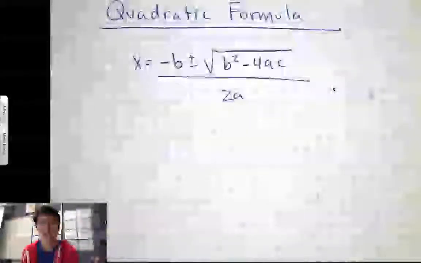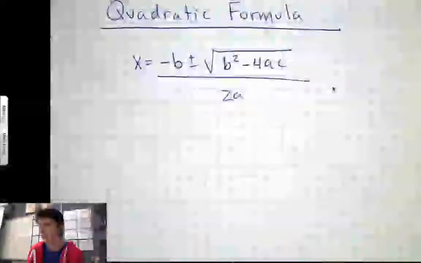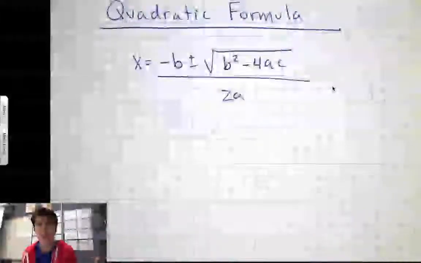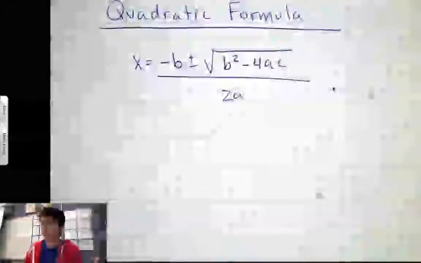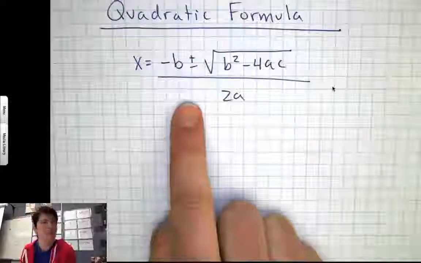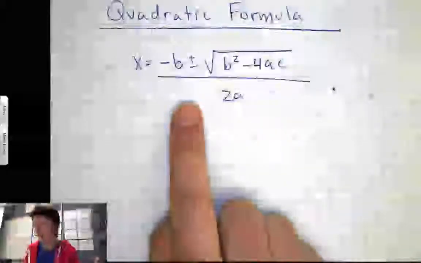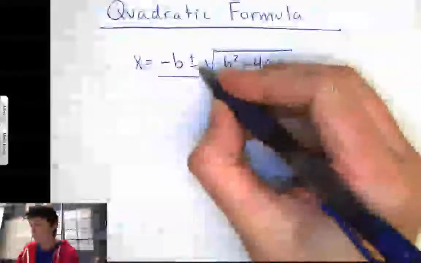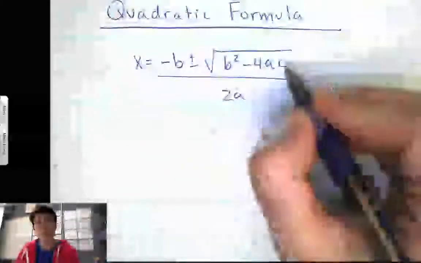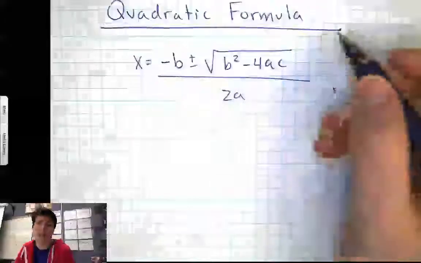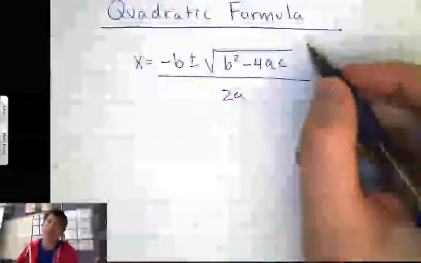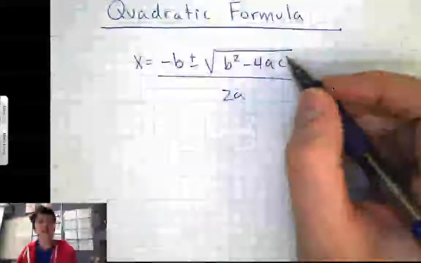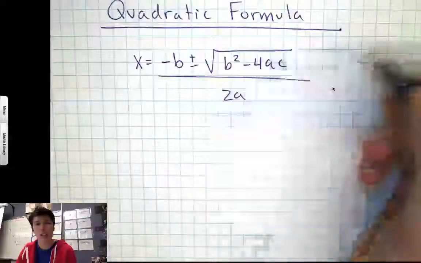Okay, hi guys. This is a video on the quadratic formula, and the quadratic formula is, well, it's this thing that you're seeing on the screen here. It's this big, messy formula. X equals negative b plus or minus this big square root of b squared minus 4ac over 2a. And the reason we have this formula is it's another way of solving a quadratic equation.